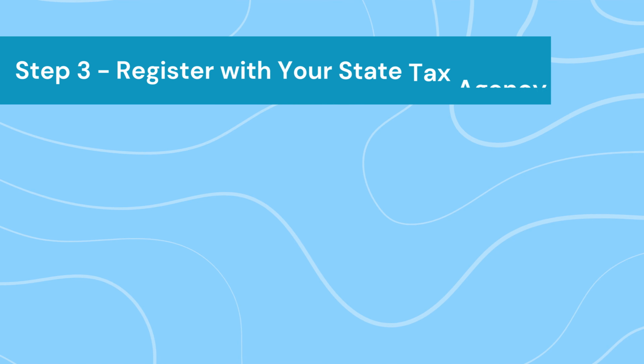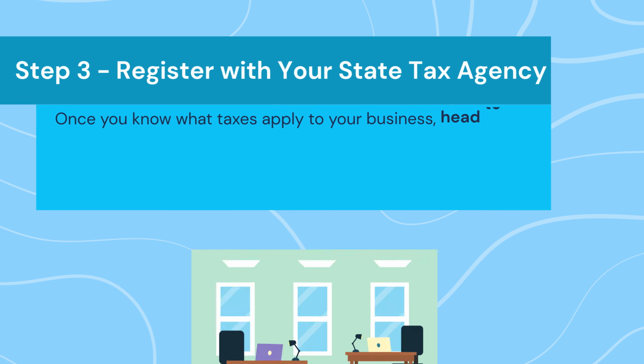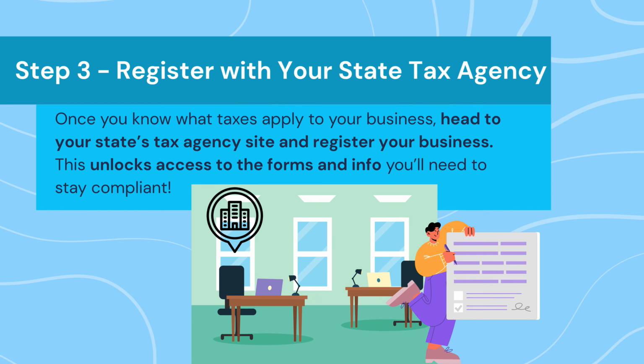Step 3. Register with your state tax agency. Once you know what taxes apply to your business, head to your state's tax agency site and register your business. This unlocks access to the forms and info you'll need to stay compliant.